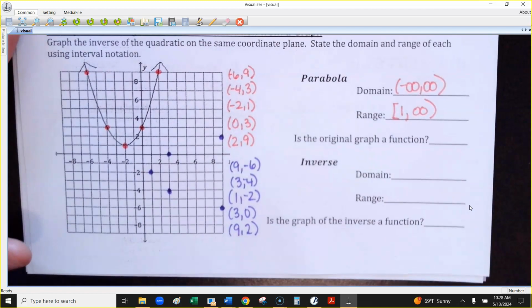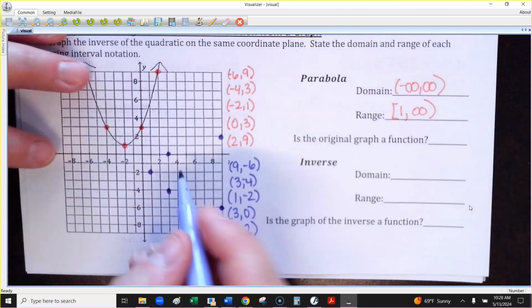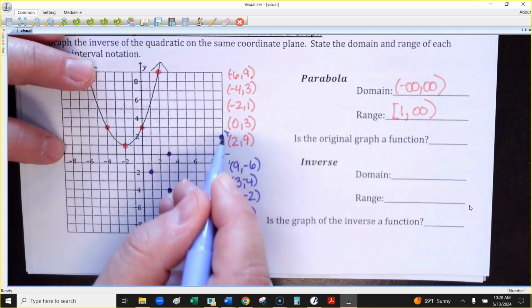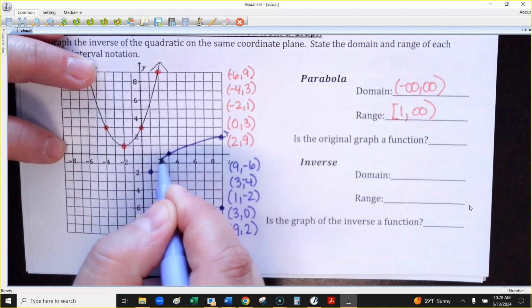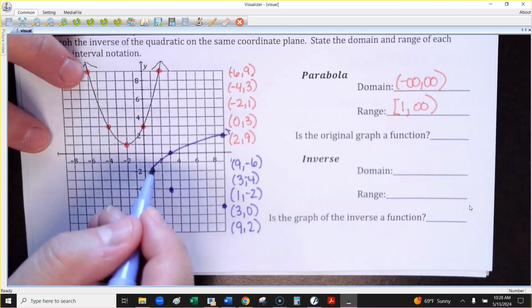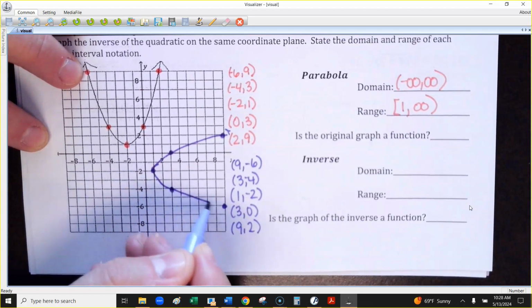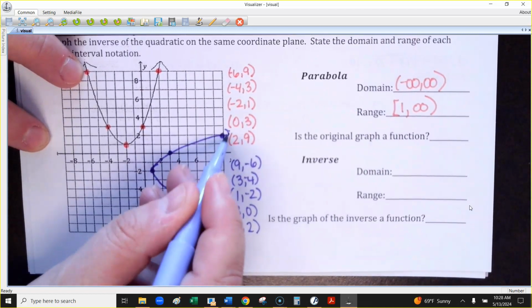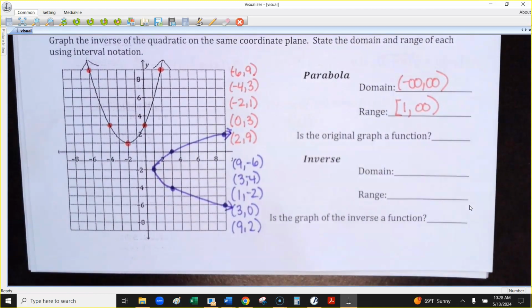Okay, this should make a sideways parabola here. So I'm just turning to the side, but it should be like a sideways U shape. That would be the inverse. And you absolutely don't have to draw this on your paper, but I'm going to draw it on mine real quick so you can see it.